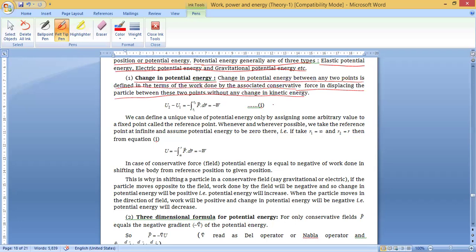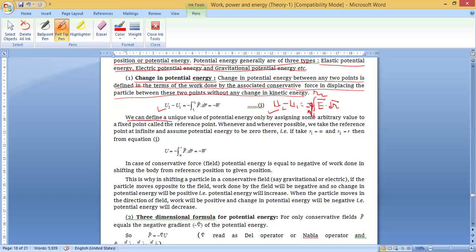And also in an electric field, change in the potential energy U2 minus U1 equal to minus integration R1 to R2, Q E dot dr, that is minus Q integration E dot dr. This is the potential energy in electric field. This is the potential energy in gravitational field.